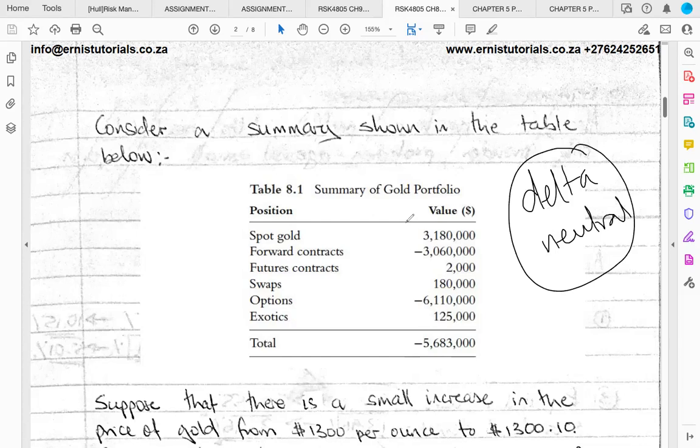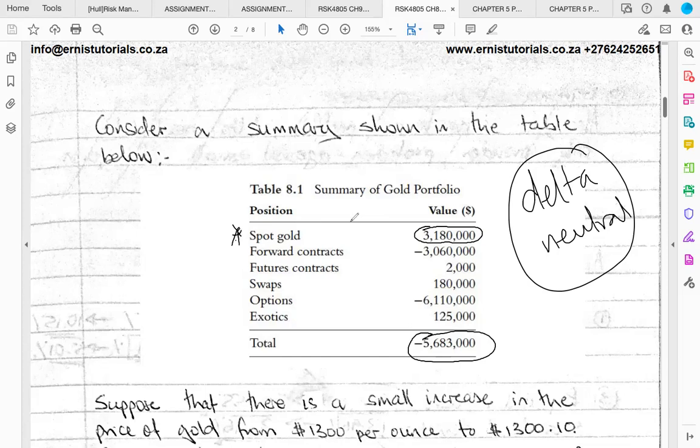When we say that you want to make your portfolio delta neutral, basically what we are saying is that you don't want the value of this portfolio to be affected by a change in the spot price of gold. That's what delta neutrality is. We've said that delta is a measure of the change in the value of the portfolio. How does this amount change when the price of gold changes?